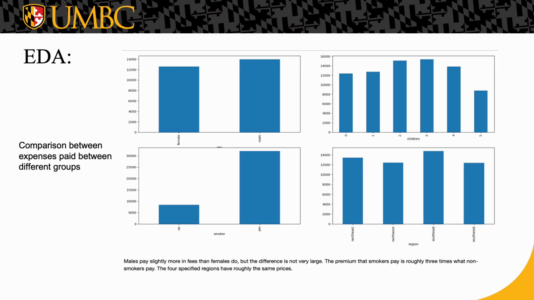In this slide we can see the bar graphs, which is a comparison between the expenses paid between different groups. As you can see in the first bar graph, males pay slightly higher expenses than the females do. When it comes to the smoker bar graph, if the individual is a smoker, then he pays way higher than the individual who isn't a smoker. And the remaining two bar graphs have roughly the same prices, which is the children and the region graphs.